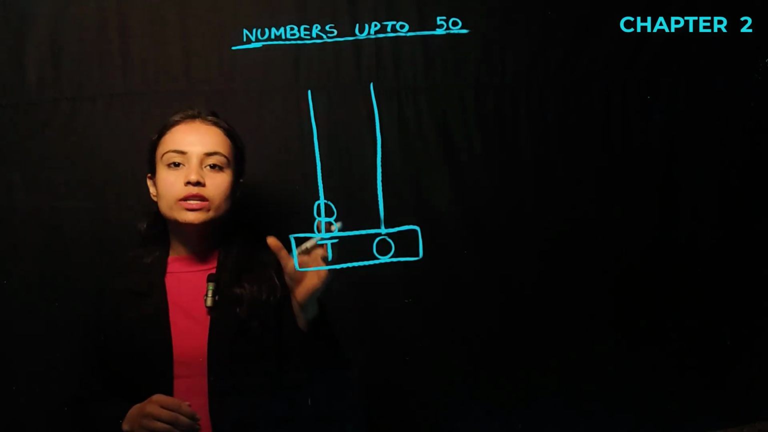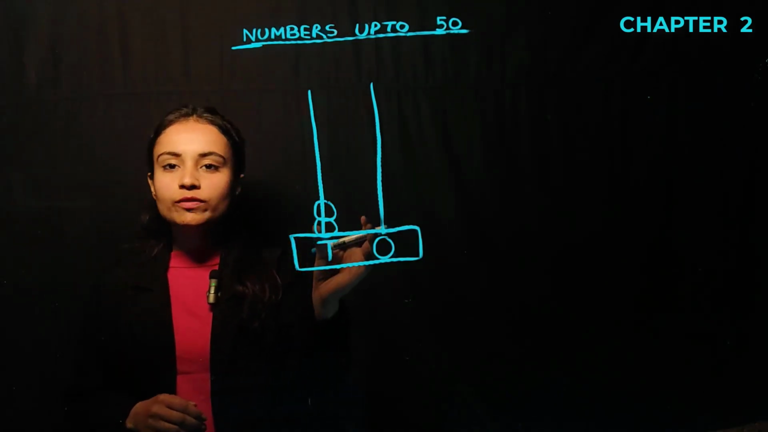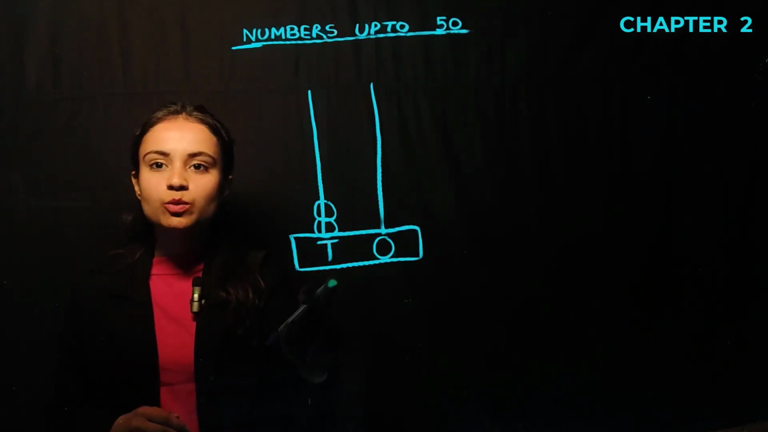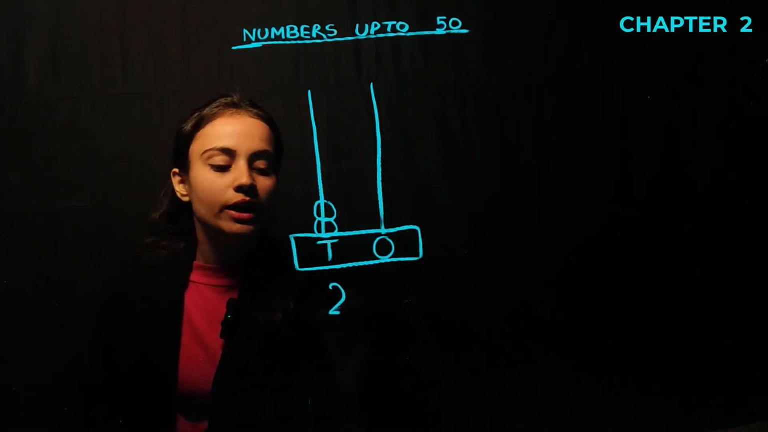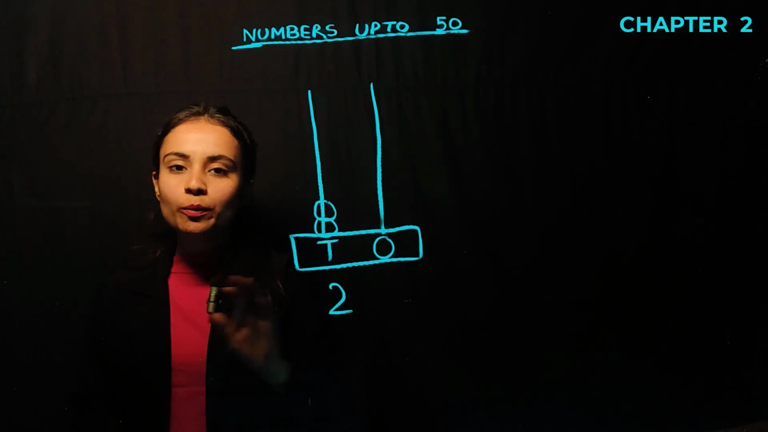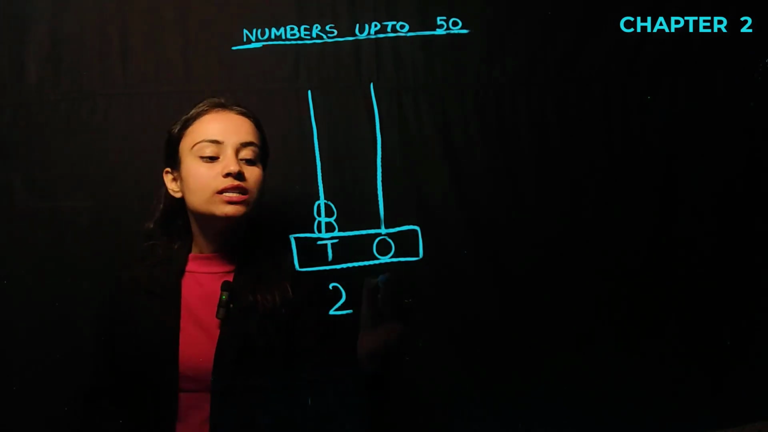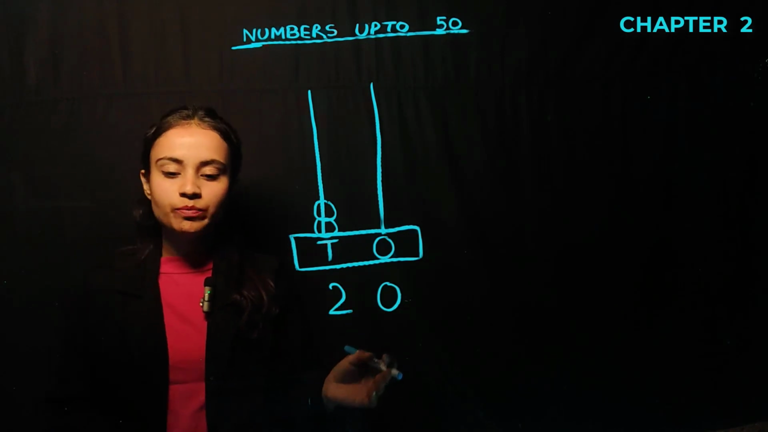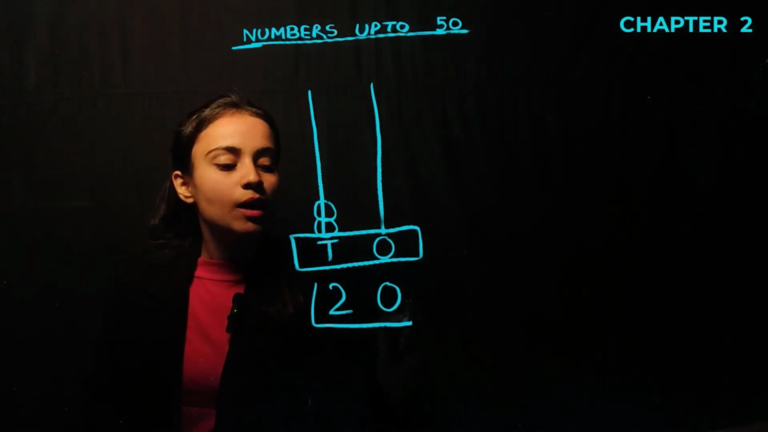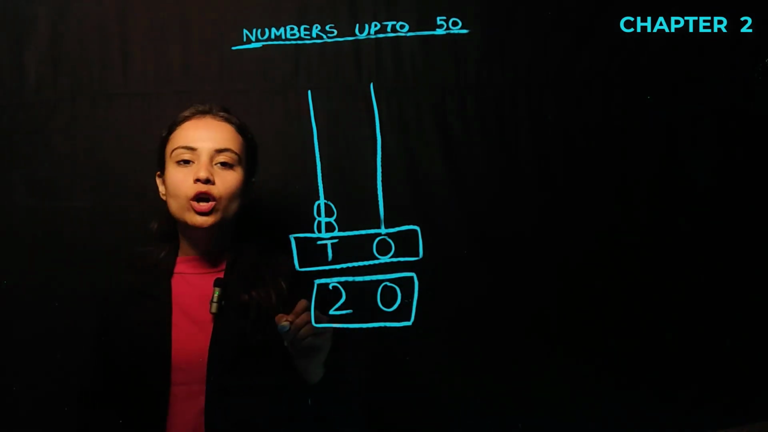We have to count the number of beads in both of the rods. Let's start with the tens one. So here, since 2 beads are present, we'll write 2 here. And on the ones rod, no bead is present, so we'll write 0. So we have the number 20, which we call twenty.